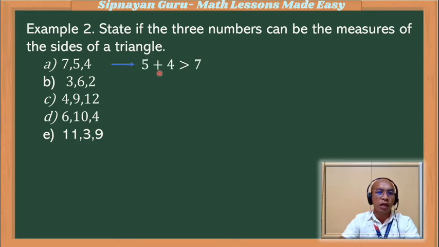In this case, we will add 5 and 4, and the sum is equal to 9, and that is greater than 7. So these numbers can be sides of a triangle. Or letter B, two smaller numbers, 3 and 2.